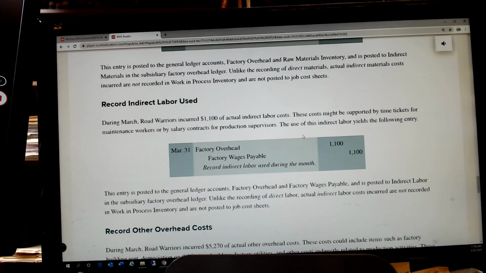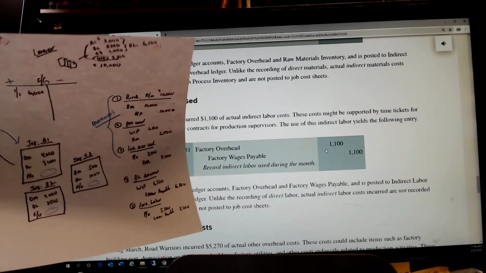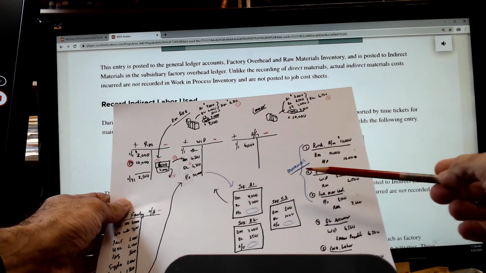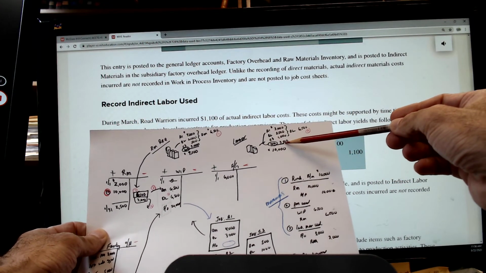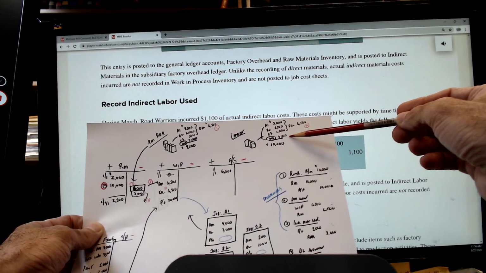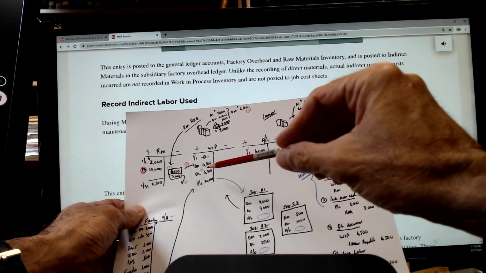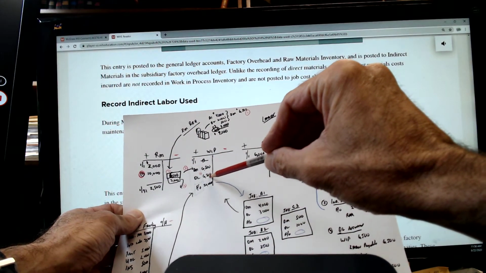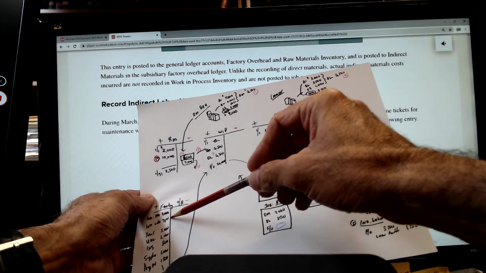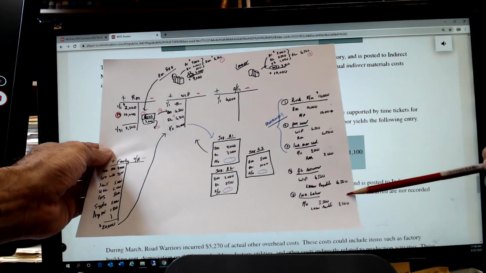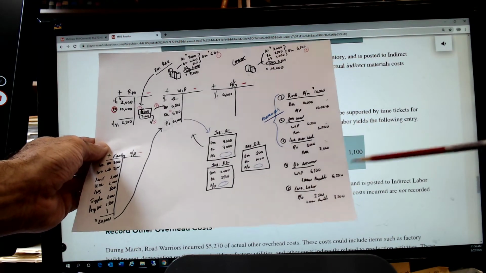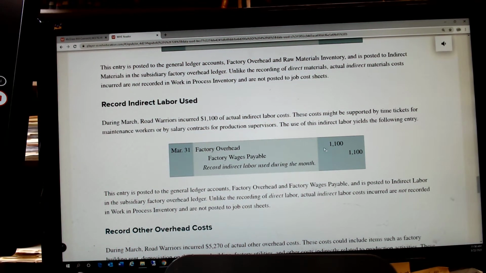Indirect labor used. We talked about that already. That's the indirect labor. In my example, it was $3,500, and we charge the direct portion to work in process, but the indirect portion gets charged to factory overhead with this entry, which is the very same entry they have here. Debiting factory overhead, crediting wages payable. Same credit, payable, but just where does it go?